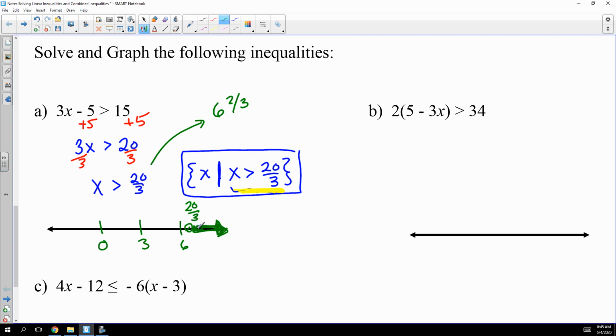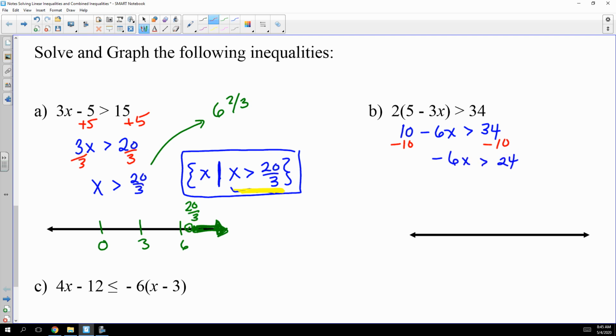All right, moving on to the next one. Let's talk about solving b. 2 times the quantity 5 minus 3x is greater than 34. Start by distributing the 2. 10 minus 6x is greater than 34. Subtract your 10 from each side. Negative 6x is greater than 24.